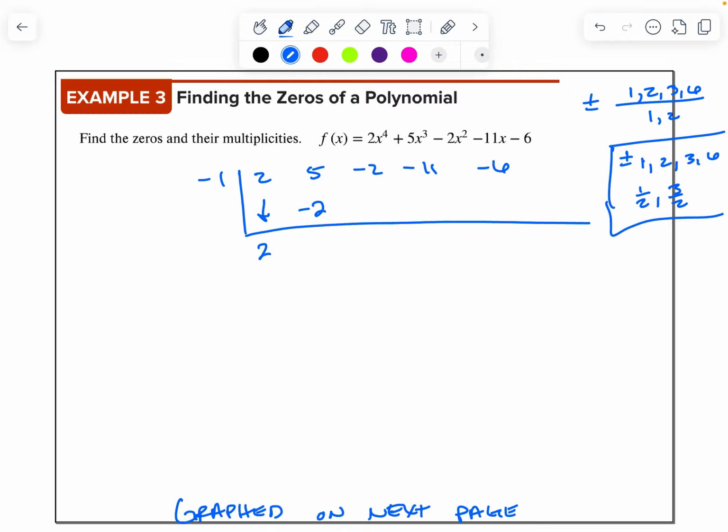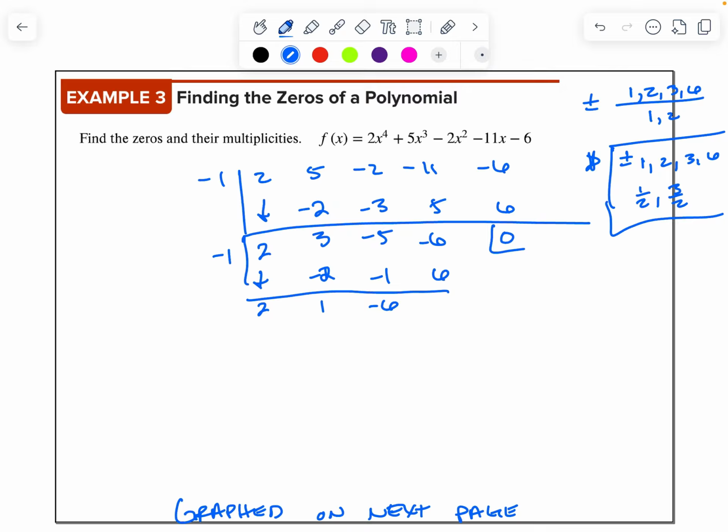Bring down the 2. Multiply. Add. Multiply. Add. Multiply. Add. Multiply. Add. We need to find another number that works. Just because negative 1 worked once doesn't mean it can't work again. Why don't we try negative 1 again? Again, we're just trying things that are in this list. So bring down the 2. Multiply. Add. Multiply. Add. Wow, that hunch worked out great. Add. So negative 1 is actually a solution twice.